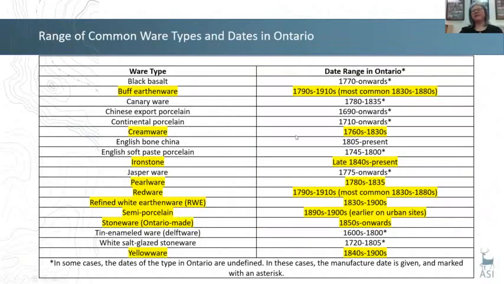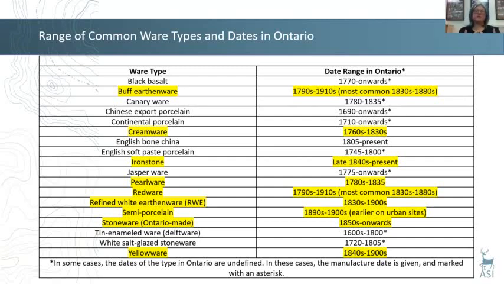So this is the interesting thing: these ceramics are largely being produced in England. And then there's, of course, their manufacture date. And then there's the delay that it takes for them to get over to Upper Canada. So we can talk about manufacture dates, but what I really want to talk about is the generally accepted date range of those artifacts in Ontario, because that's what's really important to us here.